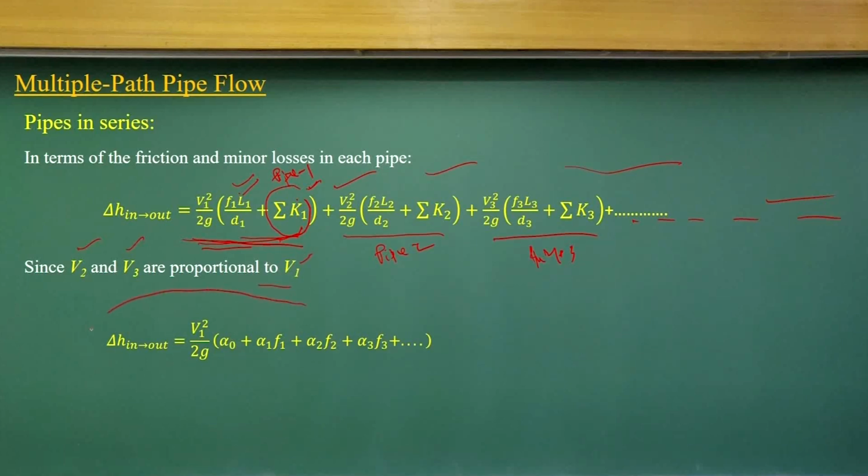So, you can write a simple formula like this: V1 squared by 2g times a constant with this value. This is a very shortcut way to do it, but I always encourage you to follow this: compute the energy losses for major losses and minor losses, then compute the total, and find out what the energy losses in a pipe in series conditions could be.